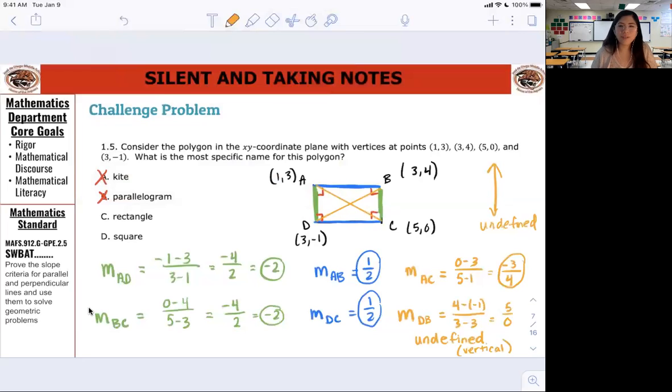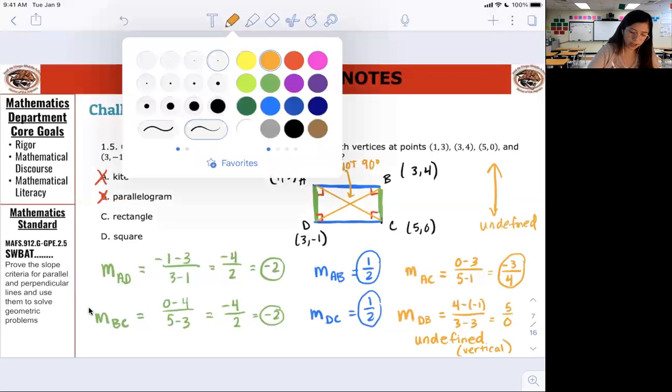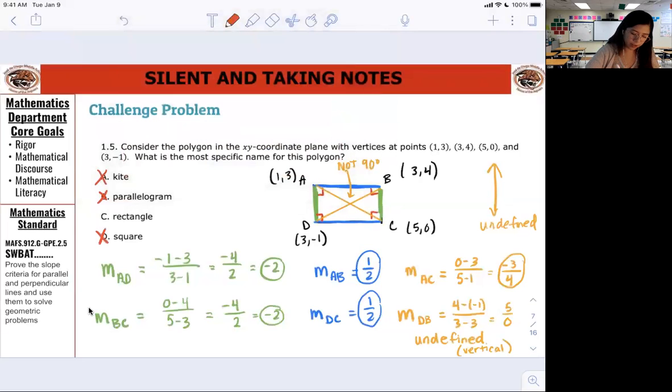Okay, so long story short, are the diagonals going to be perpendicular? Is that going to be a 90-degree angle? No. That is not 90 degrees. Therefore, it is not a square. It is a rectangle. Questions on this one?